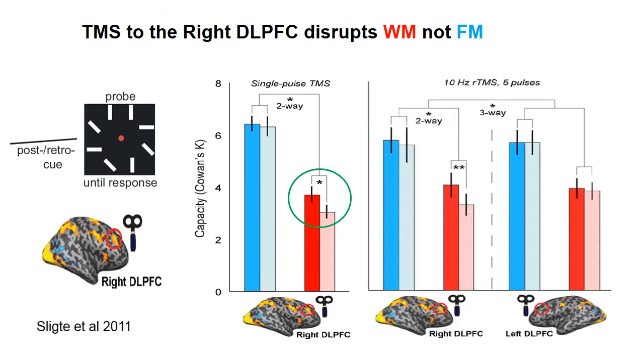Also, repetitive TMS pulses, here 5 pulses at a frequency of 10 Hz, given during the interval, had a similar effect. This effect, by the way, was also specific for pulses given to the right dorsolateral prefrontal cortex, as identical pulses given to the left side of the brain had no effect on either working memory or fragile visual memory.